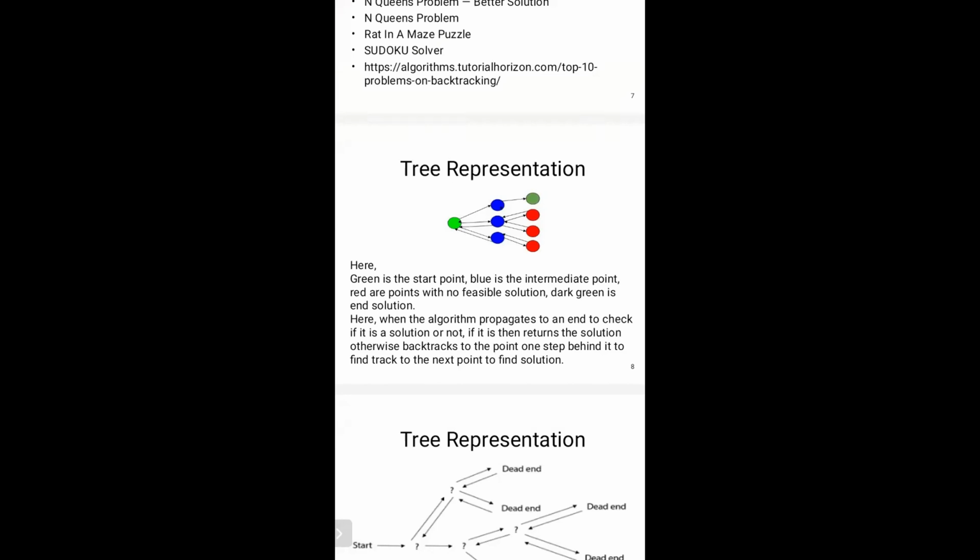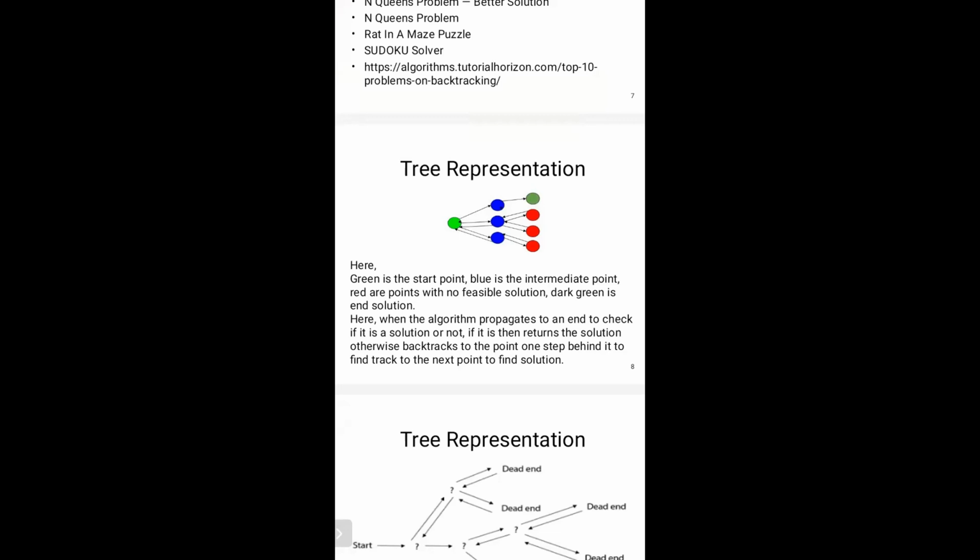Blue is the intermediate point. Red are points with no feasible solution. There is no feasible solution when you reach the leaf node that is with red color. So dark green is the end solution. So we are starting from the root node and we are reaching to the leaf nodes.